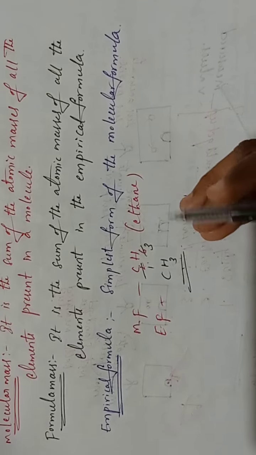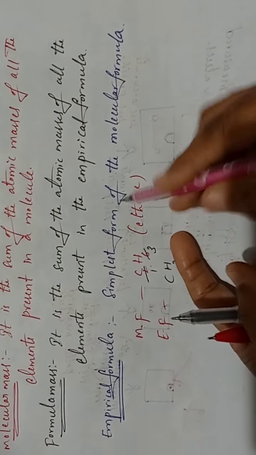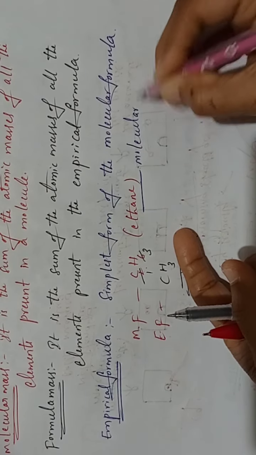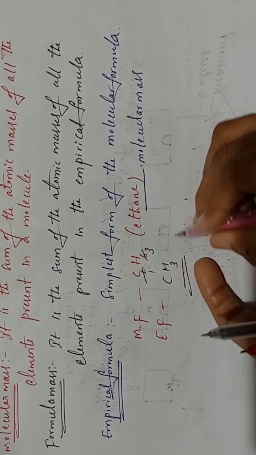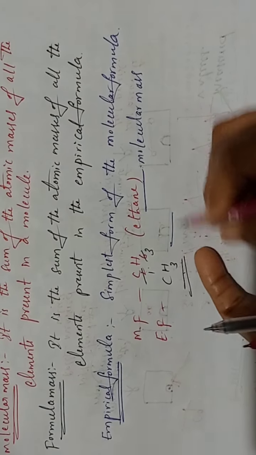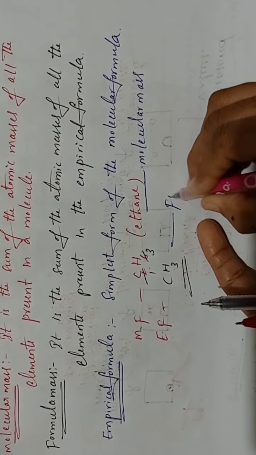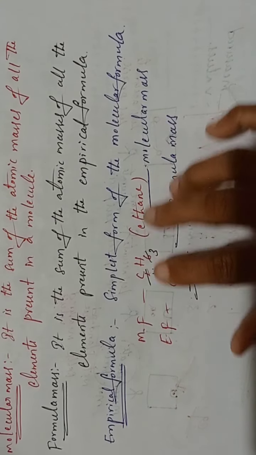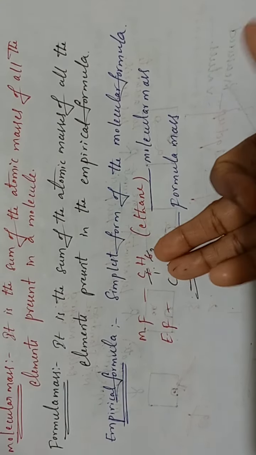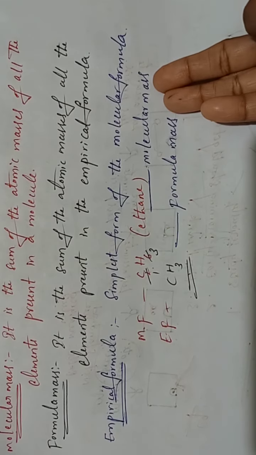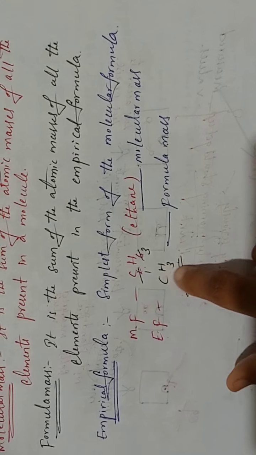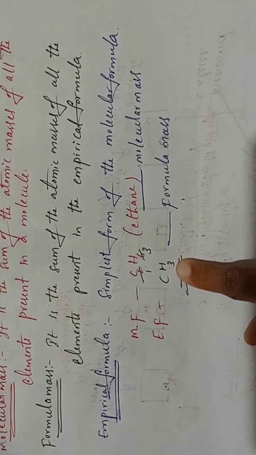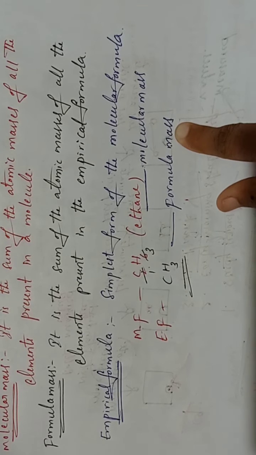Are you following? For the molecular formula, students, we can calculate the molecular mass. What about the empirical formula? By using this we can calculate the formula mass. If you calculate the mass of C2H6, ethane, that is the molecular mass. If you calculate the empirical formula mass of CH3, then you will get the formula mass. Are you clear this one?